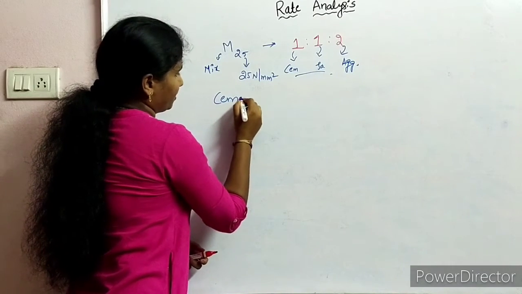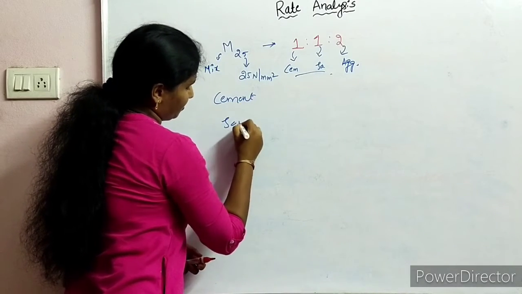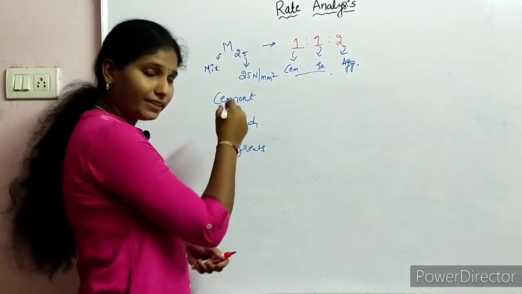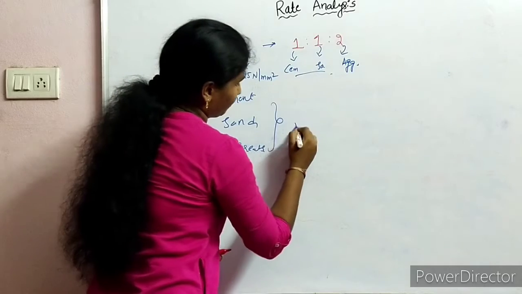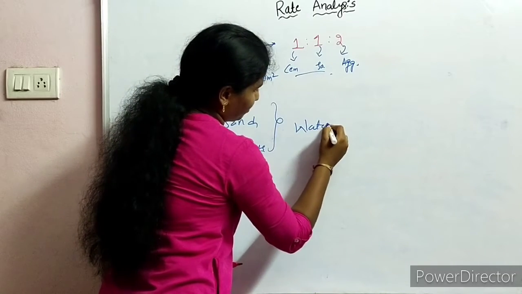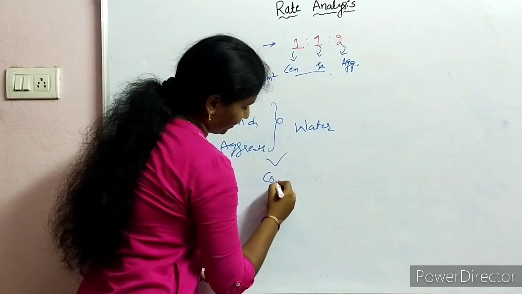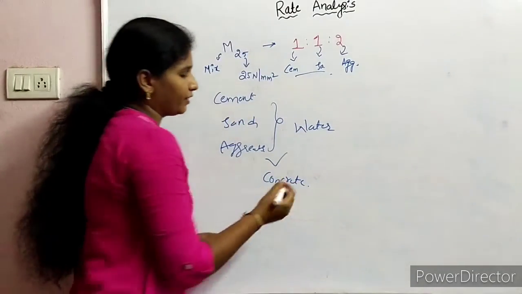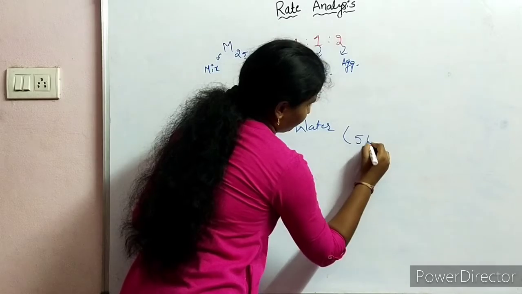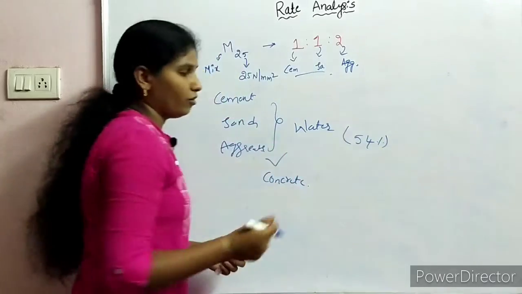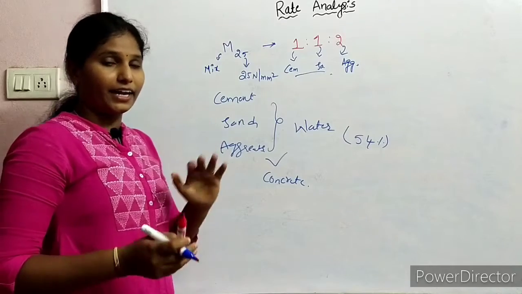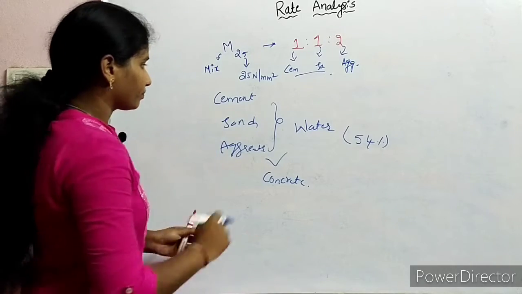That means cement, sand and aggregate. These three ingredients, when mixed with the water, become a concrete. In that the volume is increased by 54%. Why? Because these three ingredients are dry aggregates. In dry aggregates, air voids are there.